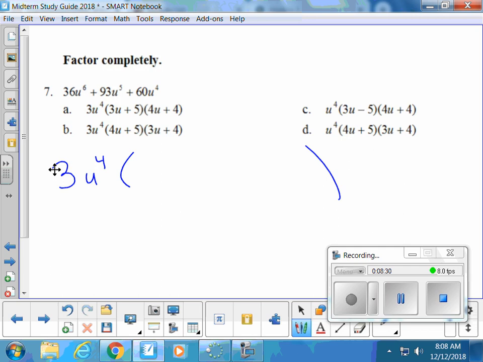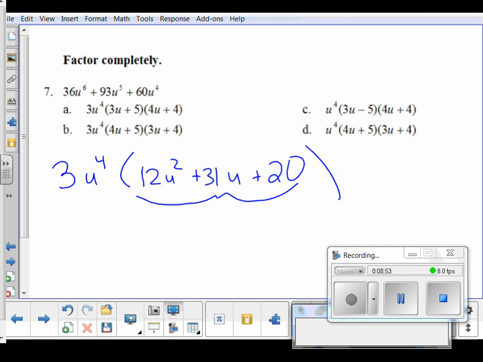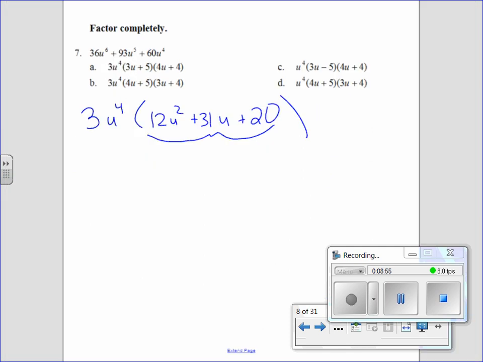So 36 divided by 3 is 12. That would leave 2 u's inside because I took 4 of these 6 u's away. 93 divided by 3 is 31. That would leave 1 u there because we had 5 and took 4 away. And then 60 divided by 3 is 20. We still have to factor that stuff. What factoring technique can we use? Box method. Very good.